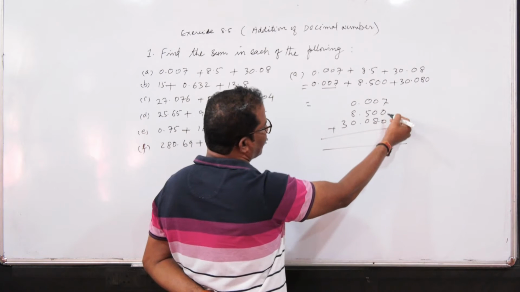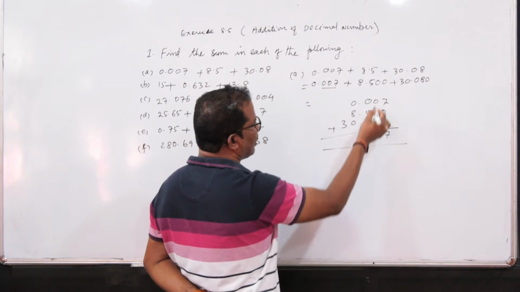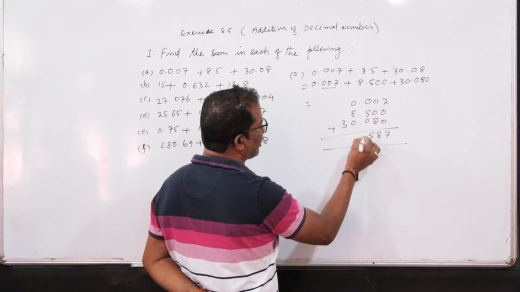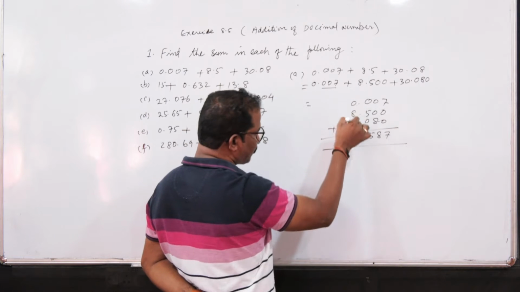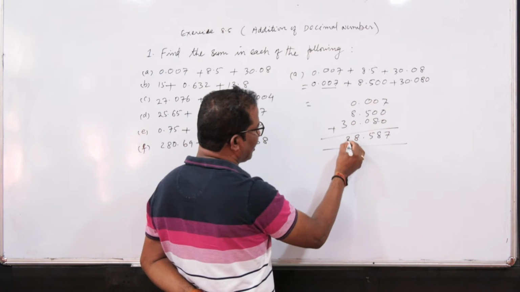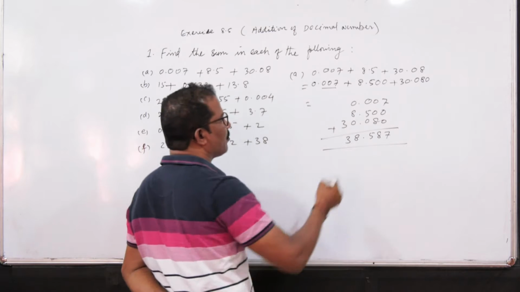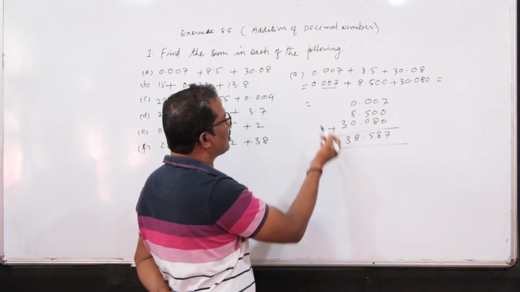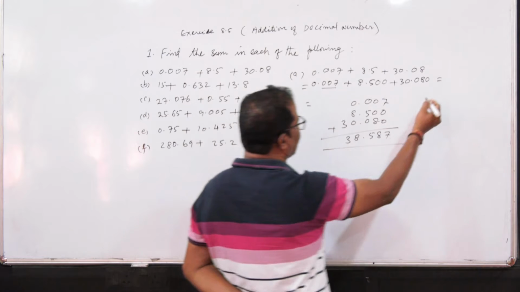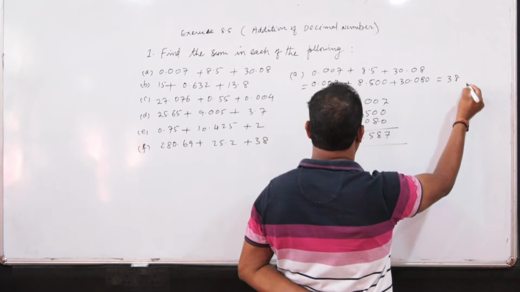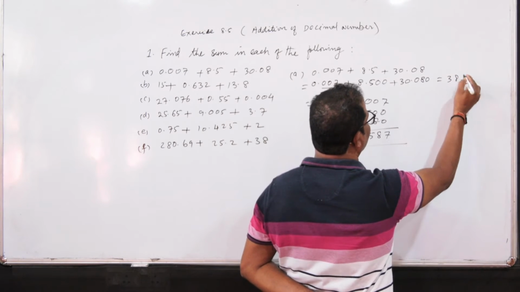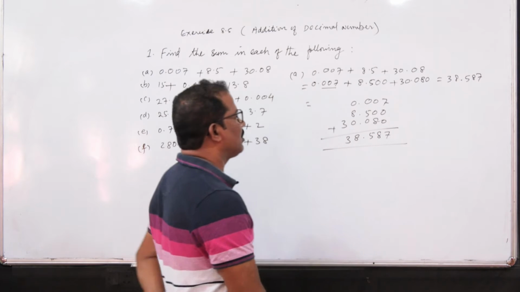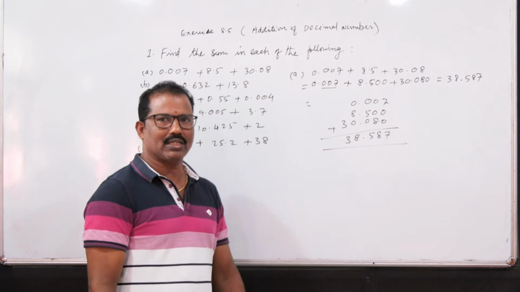So here 7 plus 0 is 7 only. And here how much will come? 8 only. And here how much will come? 5 only. Then a point. Here in the ones place 8 only. And here 3. So what is the sum of all these given decimal numbers we got in the first question A? That is 38 point how much? 587. 38.587. Understand all of you?